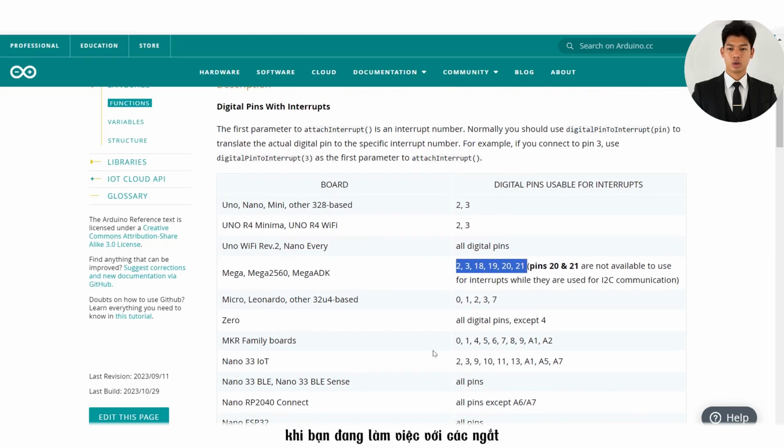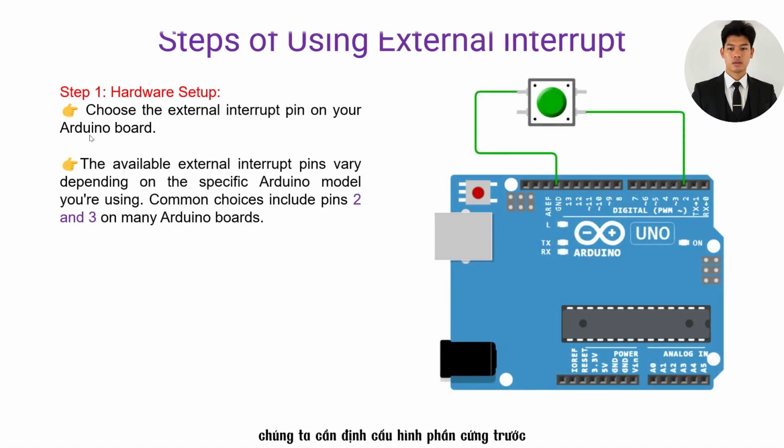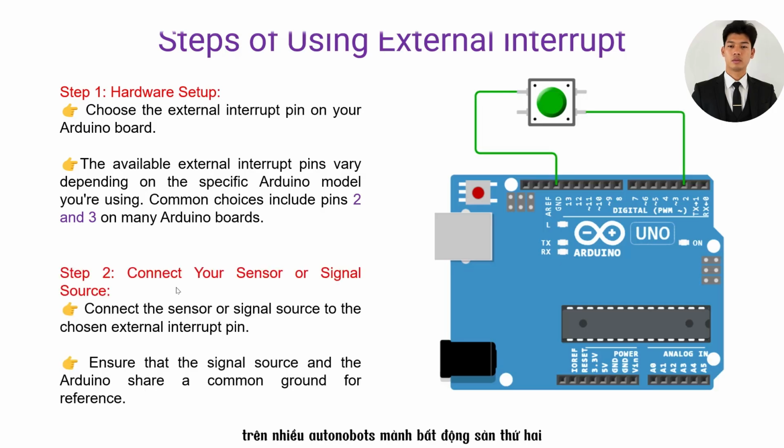When you are working with interrupts, let us talk about the steps of using external interrupts. We need to configure the hardware first and choose the external interrupt pin on our Arduino board. Like in the previous table we have seen, we can use 2 and 3 for Arduino. The available external interrupt pins vary depending on the specific Arduino model. As shown in the table, common choices include pin 2 and 3 on Arduino boards.